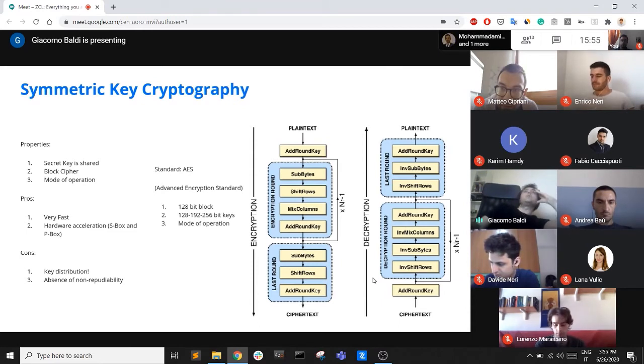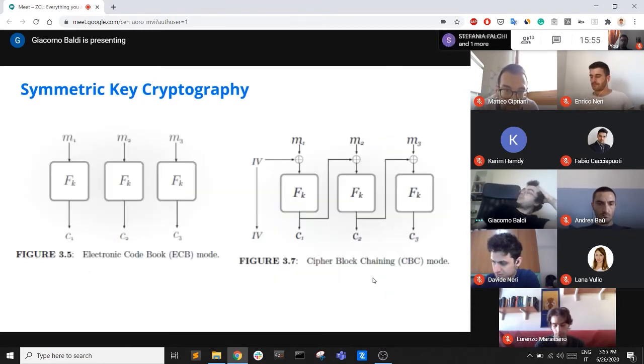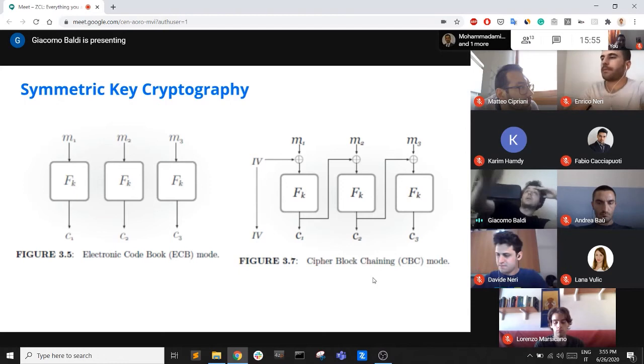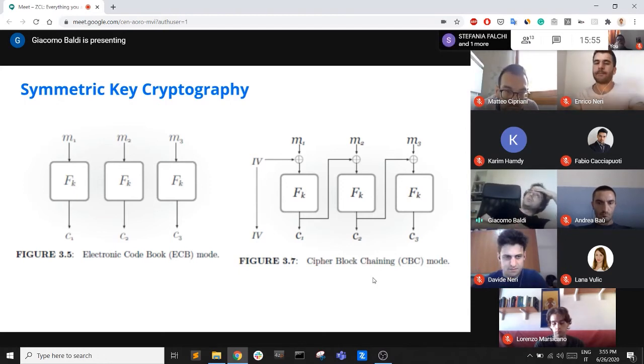One last word on mode of operation. You can encrypt with a symmetric key in many different ways. You can take the first block, M1, pass it through the encryption function and obtain the ciphertext. Then take the second block and put it through the encryption function and obtain C2. This is called ECB mode, electronic code book. This is an insecure way of doing things, and I'll show you why.